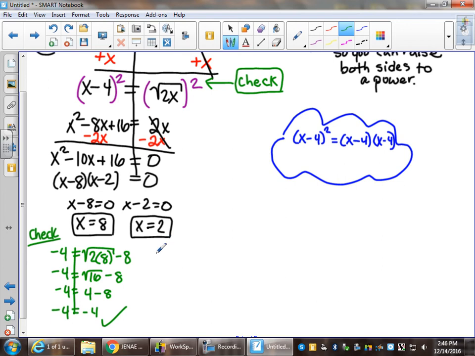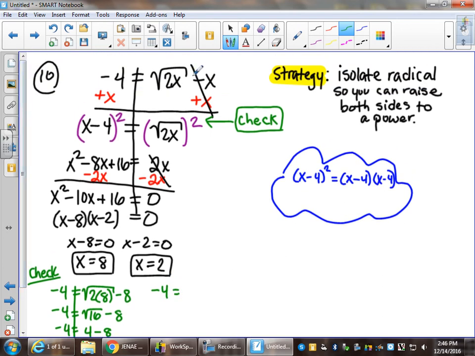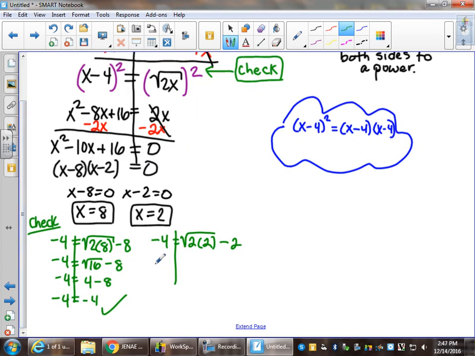How about checking x equals 2? So that will be negative 4 equals, I'm just going to keep it scrolled up for a second so I don't lose track of the original equation. 2 times x, which becomes 2 times 2 minus x, so minus 2. All right, so let's see what we get. Negative 4 equals the square root of 4 minus 2. Negative 4 equals 2 minus 2. We get negative 4 equals 0. That is false. Does not work. So we actually cross this one out and write extraneous solution.